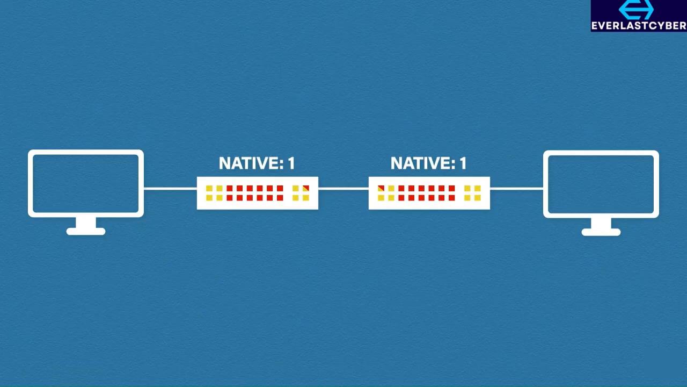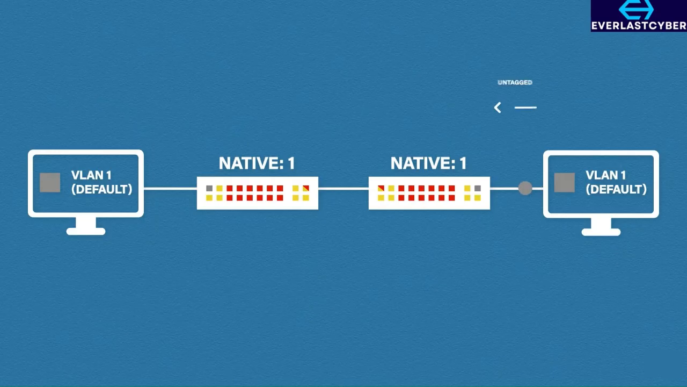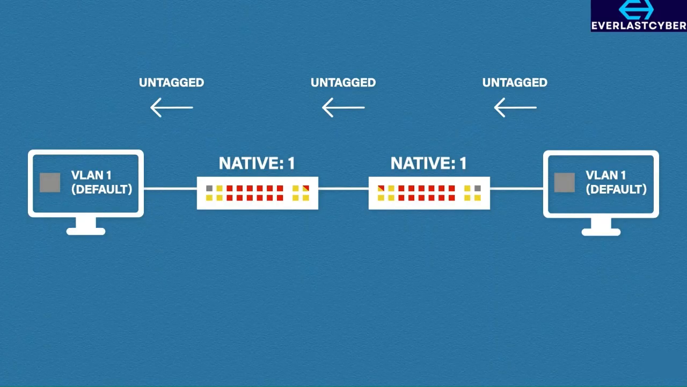So, let's say both of our computers are assigned to the default VLAN 1. Just like before, the frame is sent untagged to the switch. Now, if a switch is sending a frame across a trunk port that belongs to its native VLAN, the frame is not tagged. When a switch receives a frame on its trunk port without a tag, it will assume that frame belongs to its native VLAN, which, in this case, is VLAN 1. It will then forward that frame to the destination, again, untagged.